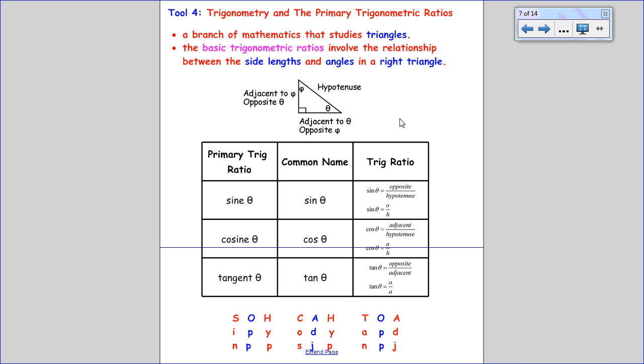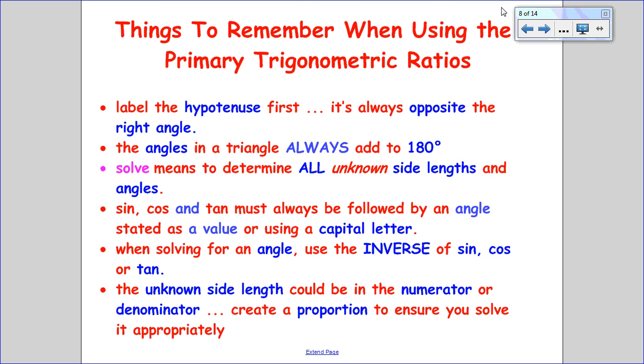The primary trig ratios are made up of three ratios: sine, cosine, and tangent. And they're usually shortened up to be just the first three letters of the ratio. Sine theta is opposite over hypotenuse, or O over H. Cos theta is adjacent over hypotenuse, or A over H. And tangent theta is opposite over adjacent. And we can use SOHCAHTOA to help us remember that.